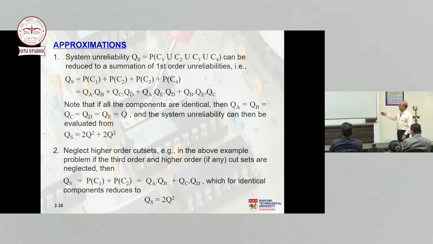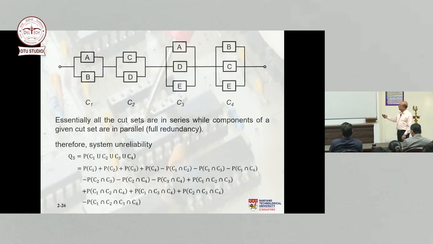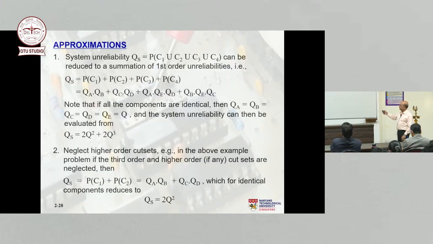The second one is neglect higher order cut sets. So we have two first order cut sets and 2 higher order cut sets. So I'm going to neglect this, I'm going to neglect this. I'm only going to consider C1 and C2. That's what I'm saying in the second approximation, neglect higher order cut sets. So I only consider C1 and C2. So QA, QB plus QC, QD. And then of course, if all of them are the same, then it becomes 2Q square.